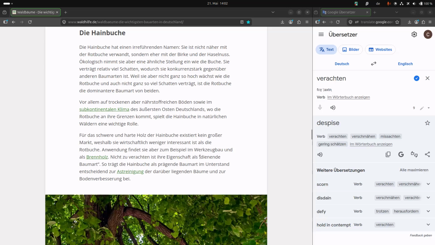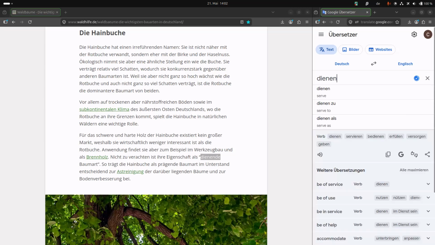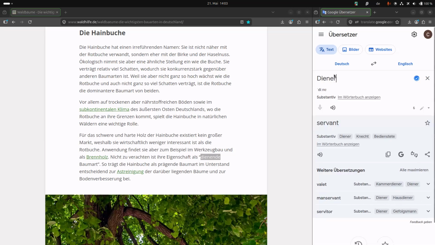Als, as, dienende, which means, I don't know, derives from the word Diener or dienen, serving. So, serving, Baumart, tree species. This derives from the word dienen, which means to serve, or the word Diener is also servant, a word which is also connected to that. So, not to despise is its or her characteristic as serving tree species.